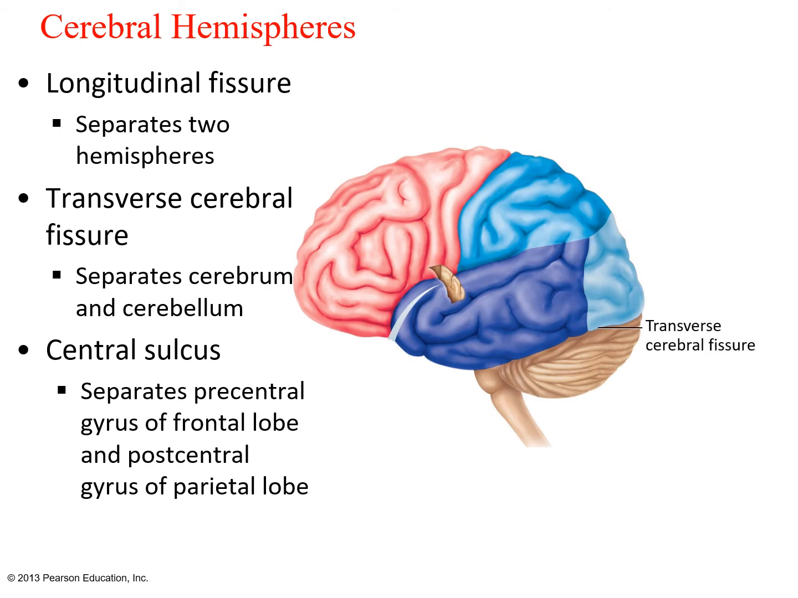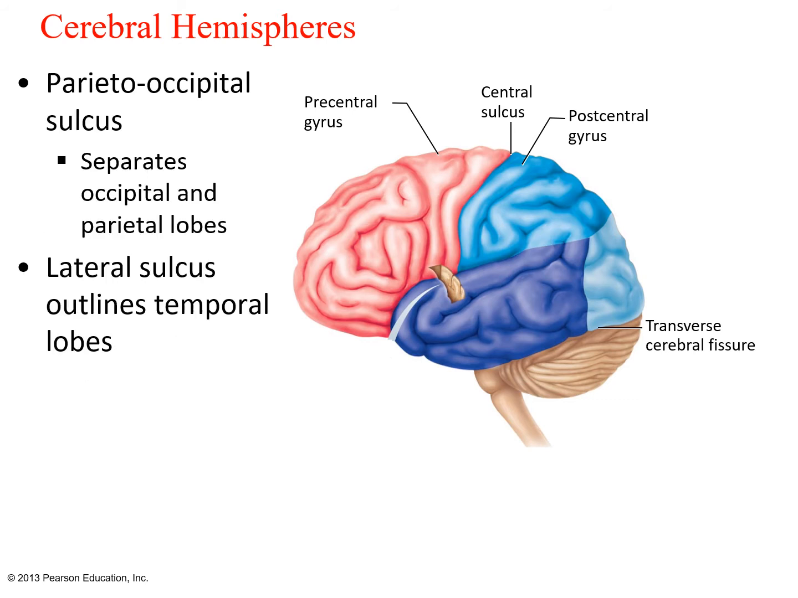This is the transverse cerebral fissure. It separates the cerebellum and cerebrum. This is the central sulcus, which separates the precentral gyrus of the frontal lobe and the postcentral gyrus of the parietal lobe. The parieto-occipital sulcus separates the occipital and parietal lobes, and the lateral sulcus outlines the temporal lobes.